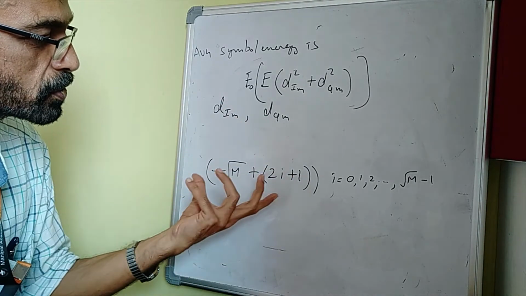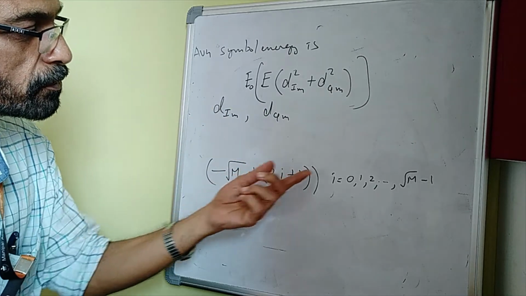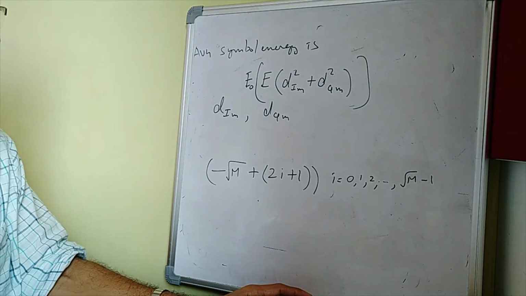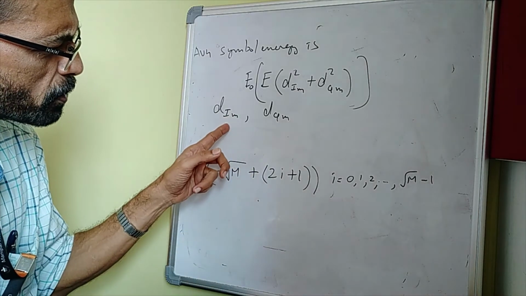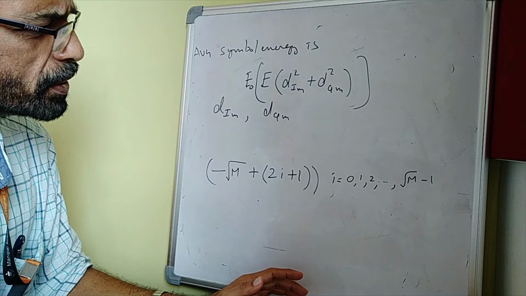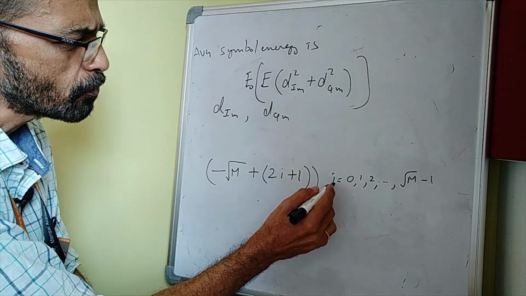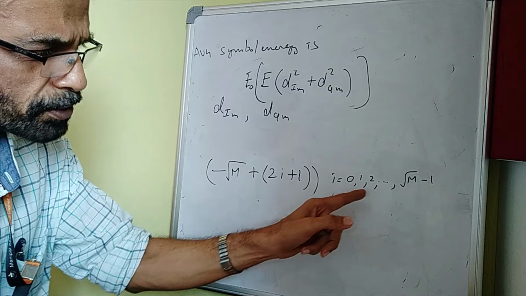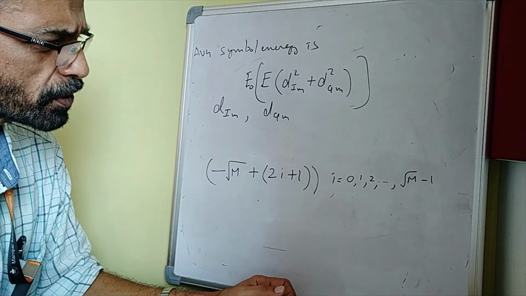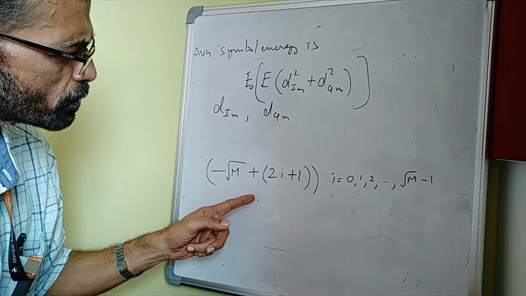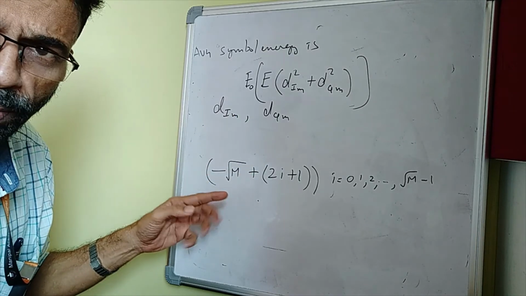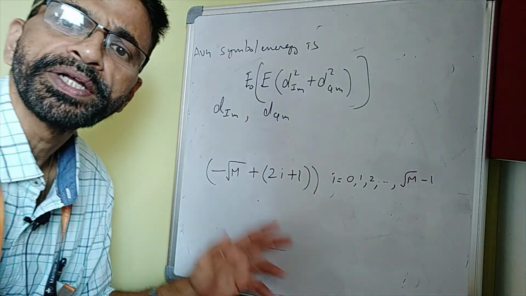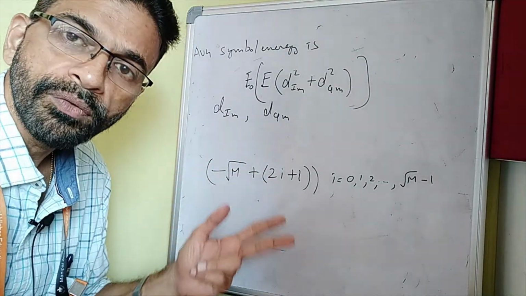So DIM as well as DQM take this value independently, where I ranges from 0 to root m minus 1. So now we see that the number of possible values which DIM and DQM can take is root m, because for each value of I, I can take values from 0 to root m minus 1. That means I can take root m different values, and hence DIM and DQM can take root m different values. So again, if m is equal to 16, 4 different values, and these 4 different values which DIM and DQM can take are minus 3, minus 1, 1 and 3.